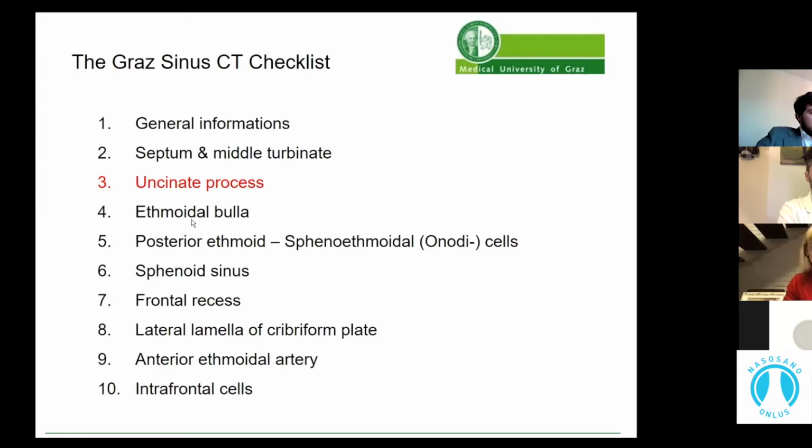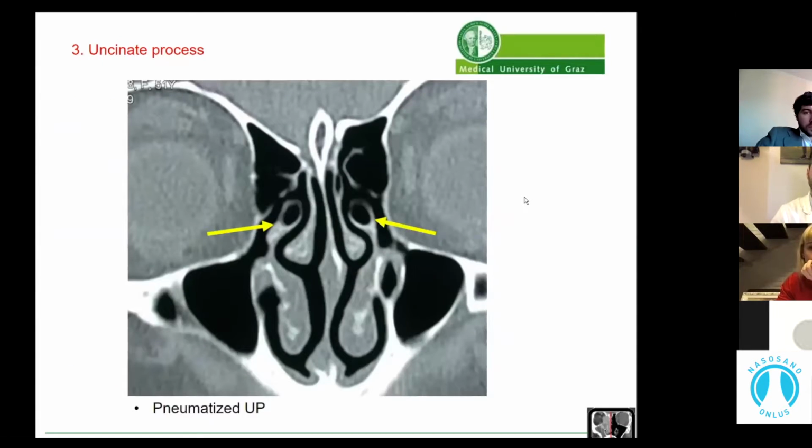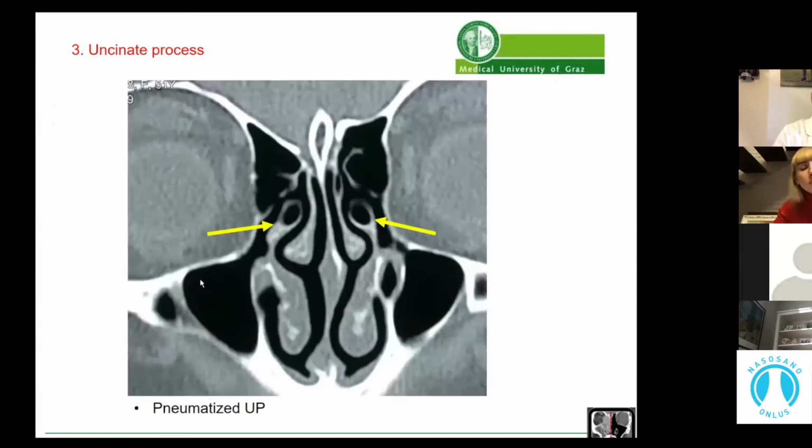And the third point, after we evaluate our septum and middle turbinate, of course, the uncinate process. Mariana talked about that before. I will not go into detail. We have different attachments of our uncinate process which have to be evaluated pre-operatively, because this will help you to find your way into the frontal recess during your further procedure.